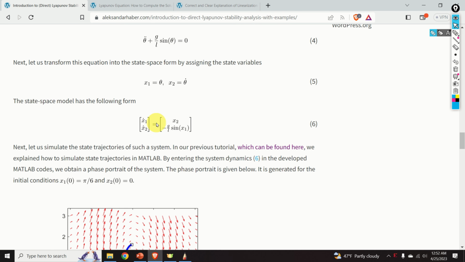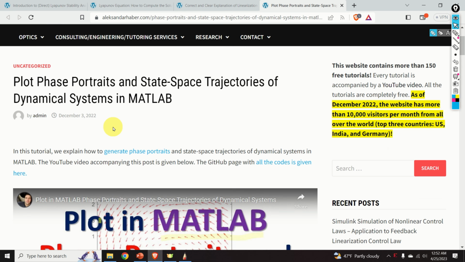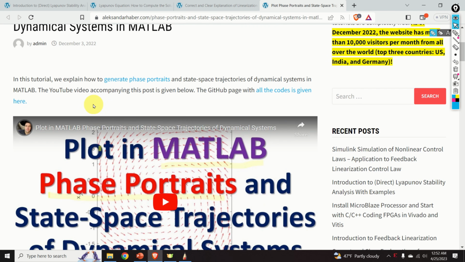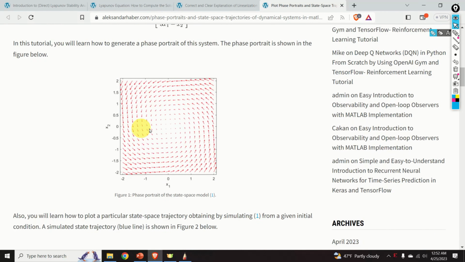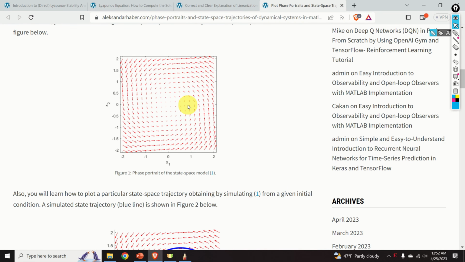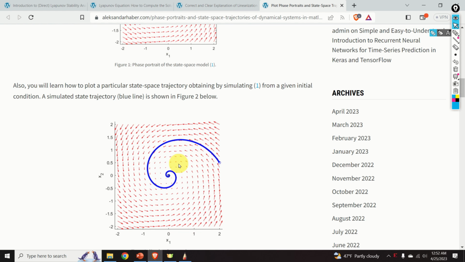Next, let us simulate the state space trajectories of the system. In my previous tutorial, which can be found here, I explained how to write a MATLAB code that will generate you these type of graphs. These type of graphs are actually phase portraits of dynamical systems. They show you how the system behaves from a certain initial condition.